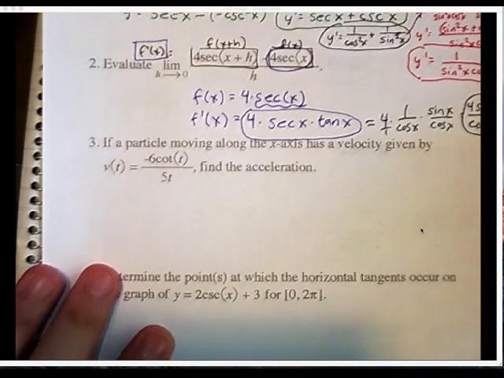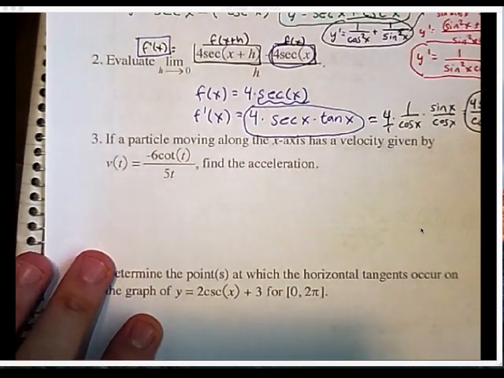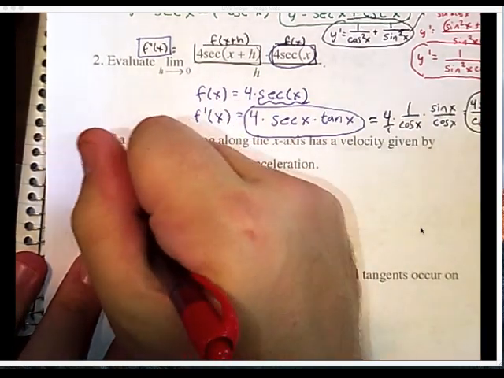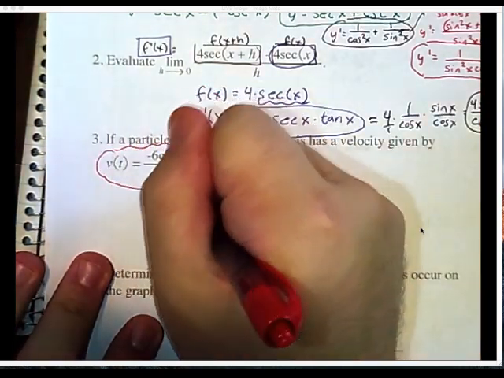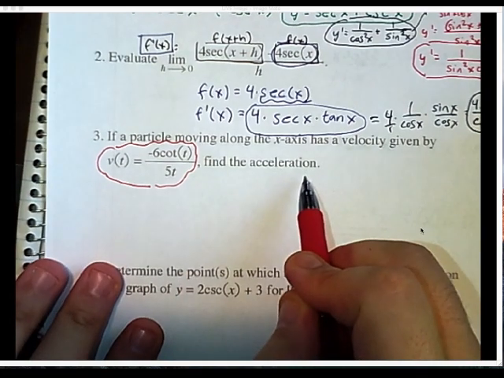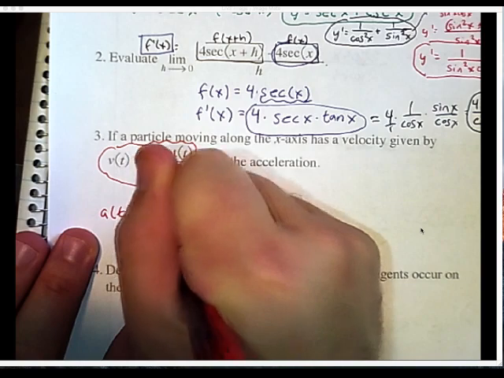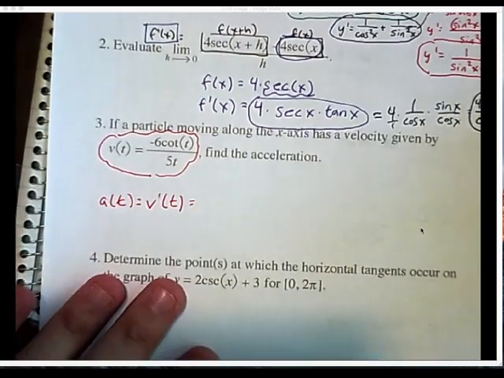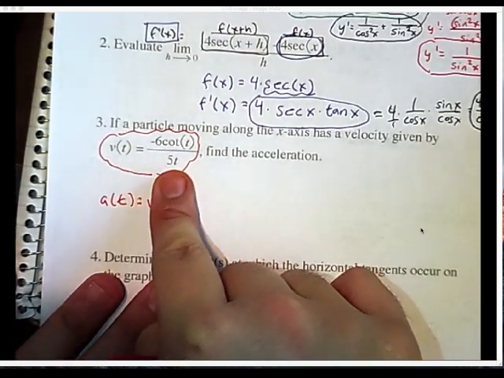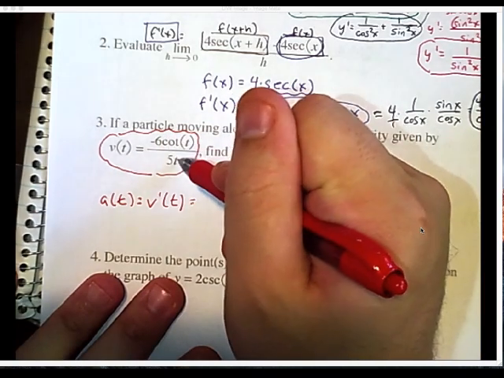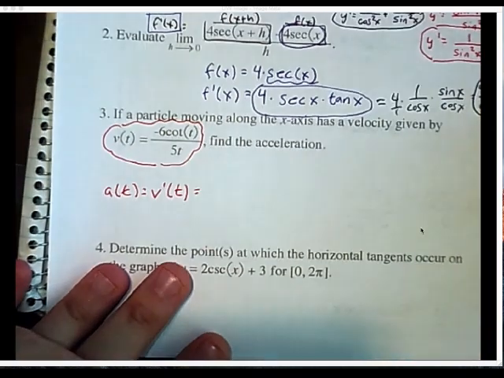So number 3, it says if a particle moving along the x-axis has this velocity, find the acceleration. Well, what do you know about acceleration? Acceleration is the derivative of velocity. But look at your velocity function. It's a quotient, so you have to use the quotient rule.